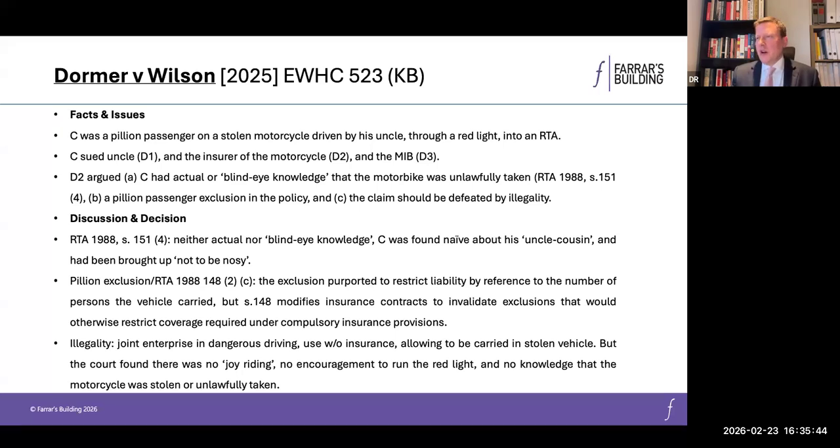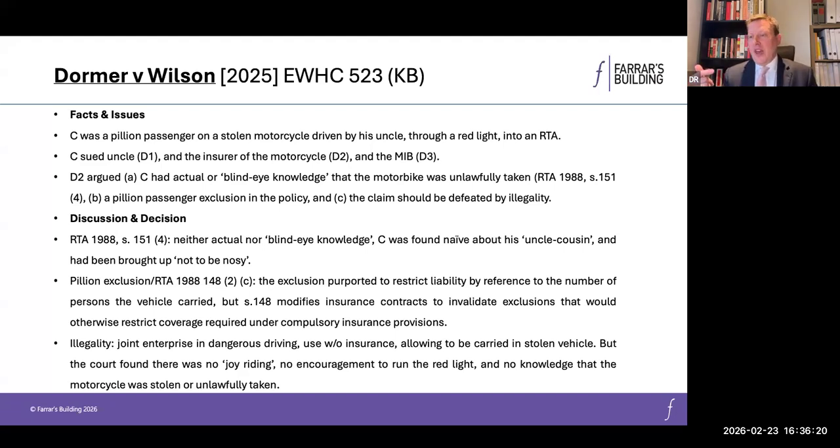Thirdly, and in relation to the operation of the defence of illegality, the court had to address multiple potential illegality defences raised by the defendants. There was an alleged joint enterprise in dangerous driving. There was causing the use of a vehicle without insurance, and the claimant allowing himself to be carried in a stolen vehicle. But of course, the illegality defence in relation to the stolen vehicle point fell away because the claimant had no knowledge that it was stolen.